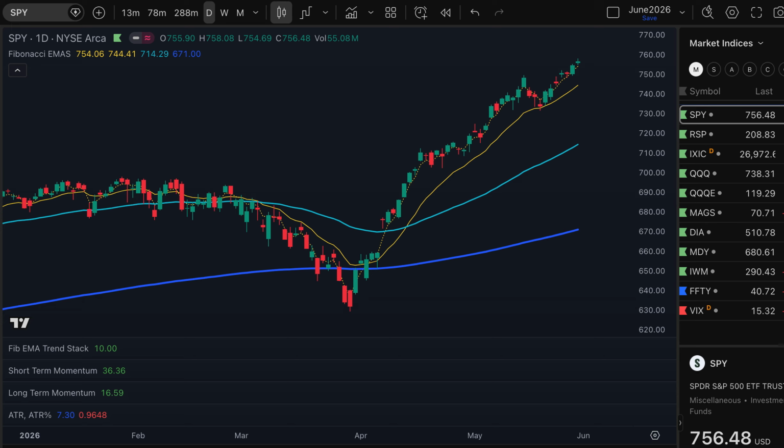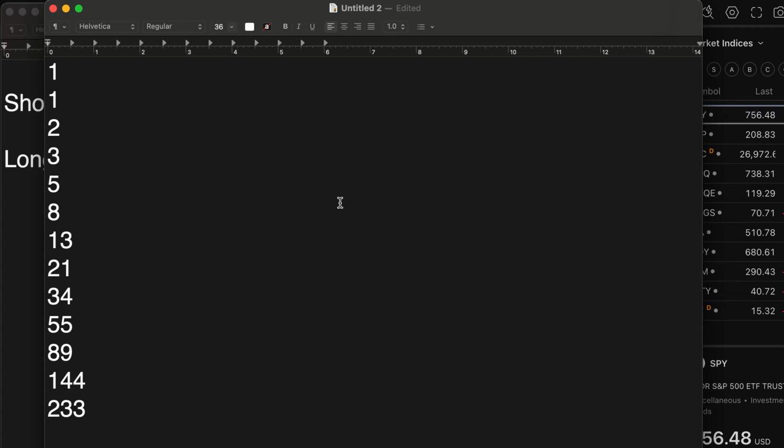All right, it is Sunday, May 31st, and I would like to go over how I'm viewing the market today. I have changed my layout a little bit. I've decided to use different Fibonacci EMAs, so let me explain my layout from scratch again. Or for the first time, this is a new layout.